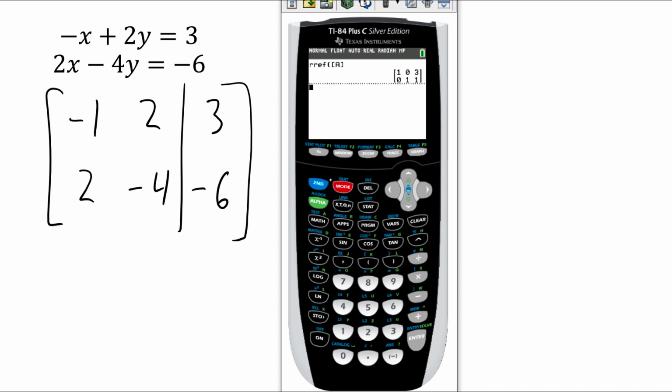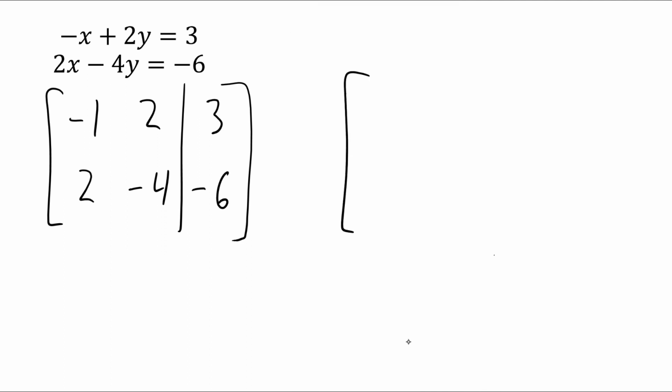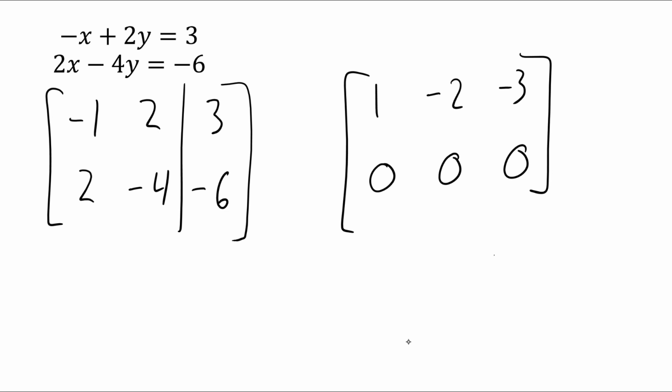All right, so then we'll select the RREF function. So second matrix, right one to math, and then up to RREF. Then we're going to select matrix A, so second matrix, select matrix A, and then press enter. All right, so what we get is 1, negative 2, negative 3, 0, 0, 0. This one looks a little different than last time, but the setup is the same. So first column are the coefficients of our x's. Second column, coefficients of our y's. Got our vertical line, and then our constants.